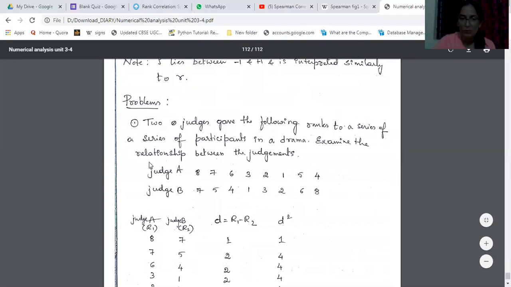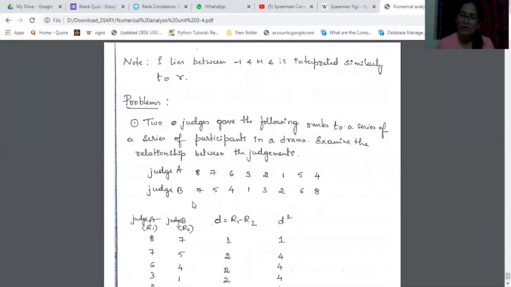Let me read out the problem for you. Two judges gave the following ranks to a series of participants in a drama. Examine the relationship between the judgments. So we want to understand how related these judgments are, whether both of them have judged in a similar way, or is one judge more in favor of the contestant than the other judge.